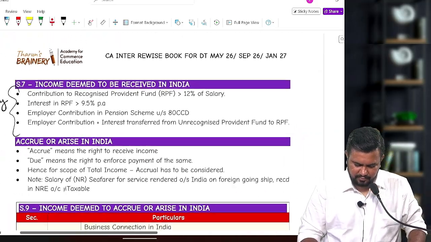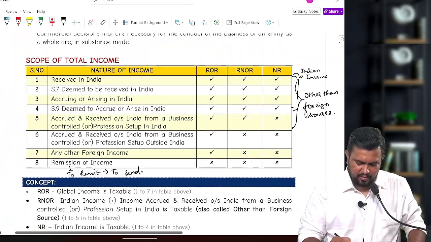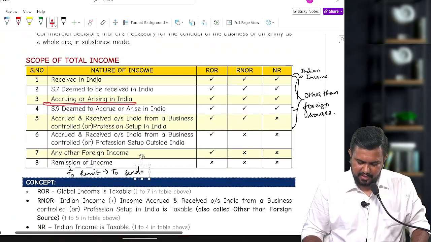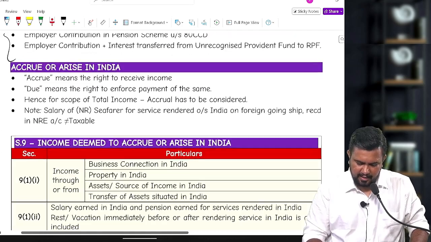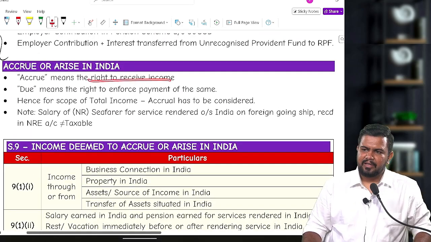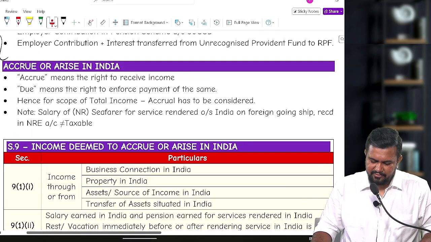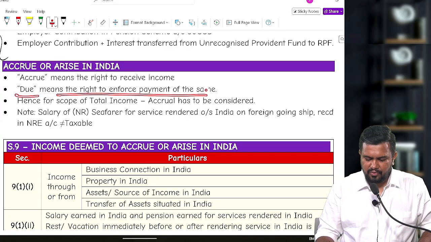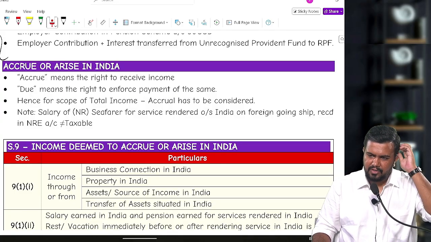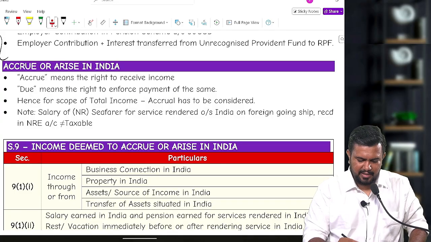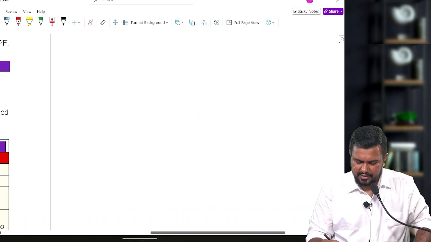Okay. Then accruing or arising in India. What is accruing or arising? Accrue means right to receive the income. Accrue means right to receive the income. Due means right to enforce payment of the same. So whenever the payment accrues in India, it is accruing or arising in India.